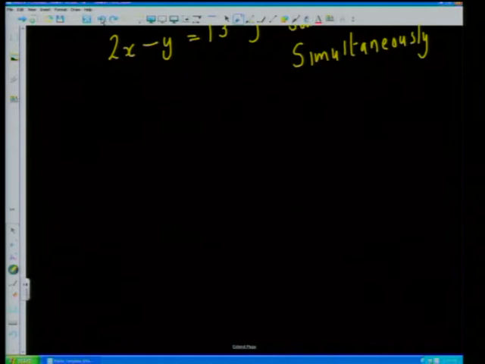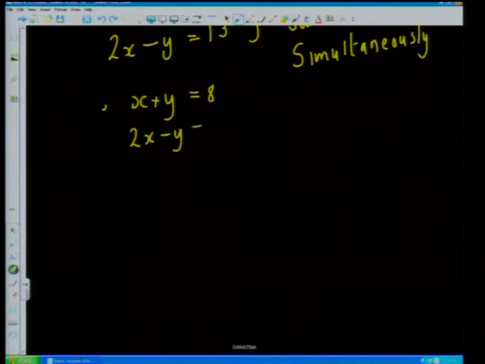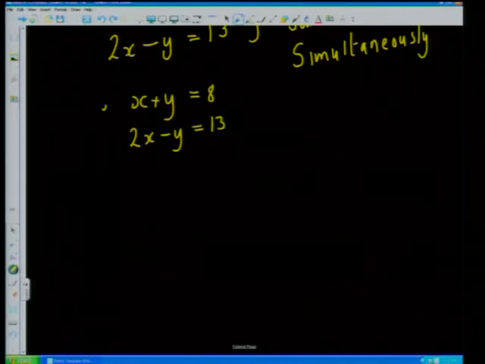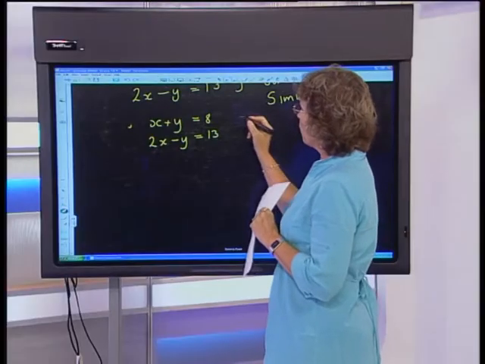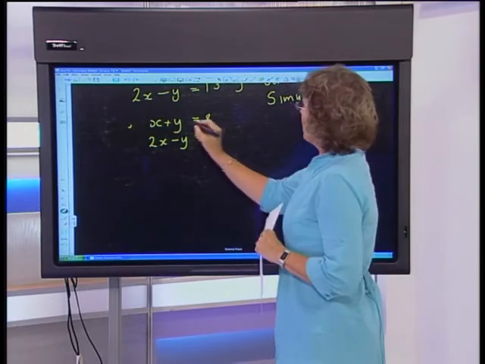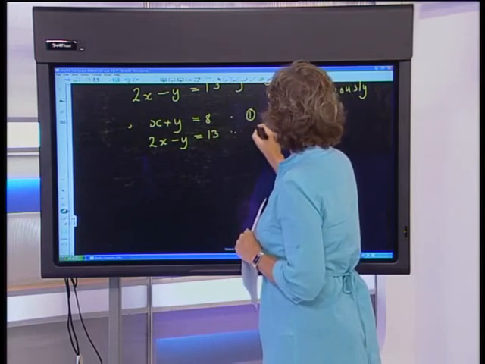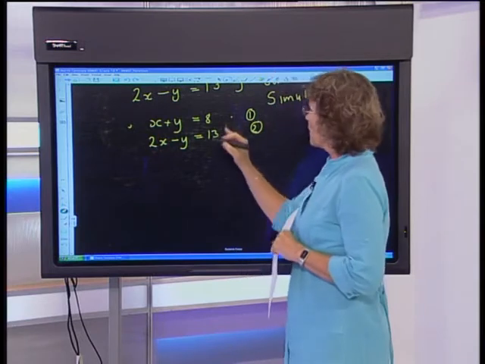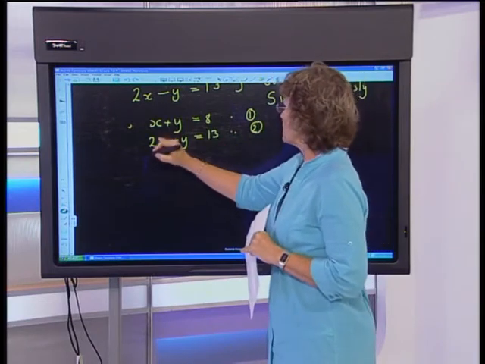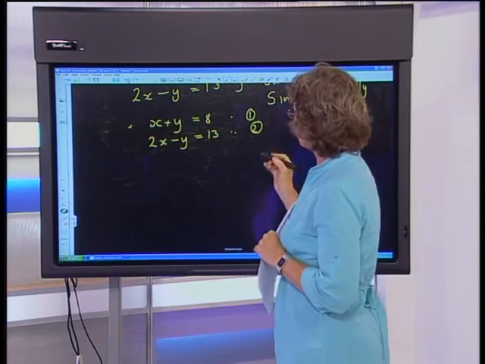So what we would have done is we would have taken our x plus y is equal to 8, and we would have taken our 2x subtract y is equal to 13, and we would have looked at these and scrutinized them and seen which one is easier to get x or y isolated, okay? Now, if you have a look at this first equation, I'm going to call it equation 1, and I'm going to call this one equation 2. Equation 2, purely because it's second, and also because there's a 2 in front of the x, which makes it a little bit more difficult.